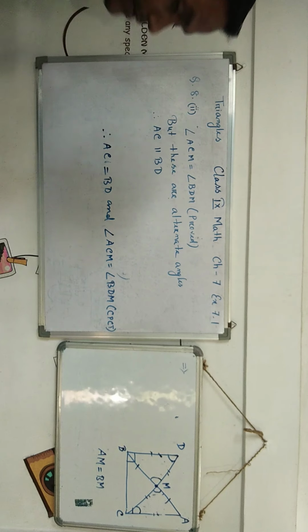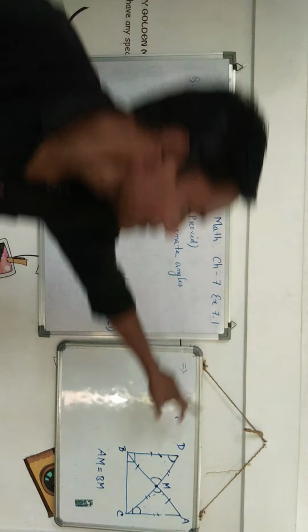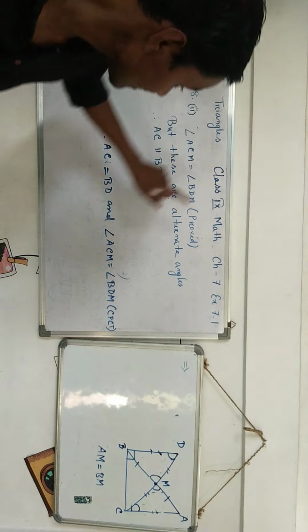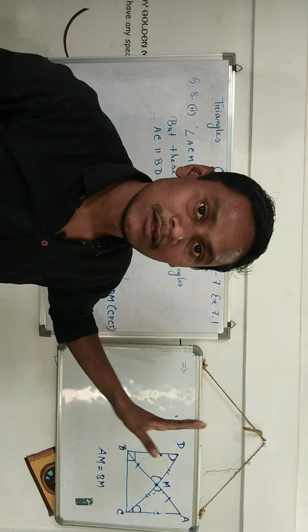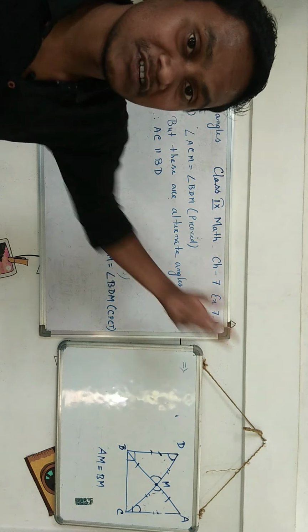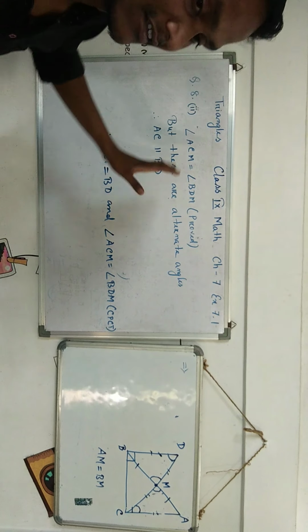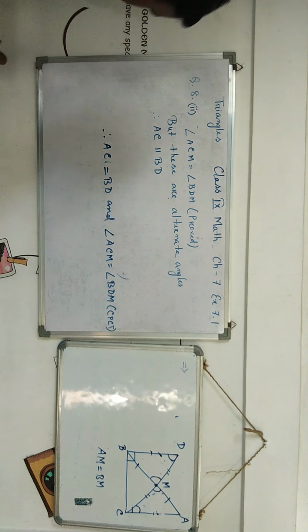Why have I written AC parallel to BD? Very simple. Because these two are alternate angles. Alternate angles are equal means what? This has to be parallel. We already know if two lines are parallel, then the alternate angles are equal. Oppositely, we can say if alternate angles are equal, then the two lines will be parallel. So these two lines are parallel. Okay. Next one, what should I write?